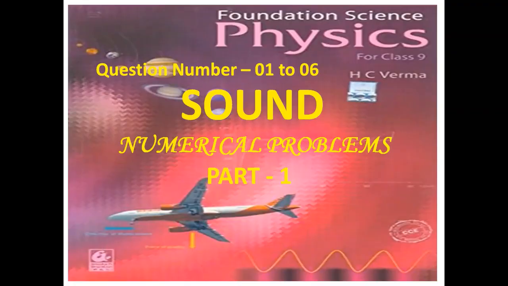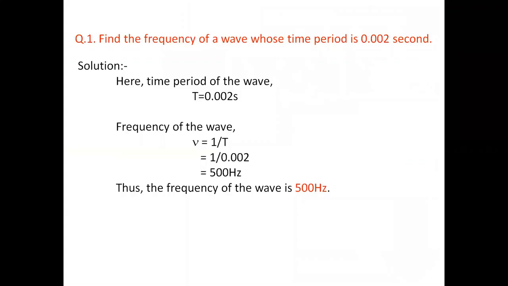This is the series of VERMA solution and we are going to solve numerical problems of the last chapter of class 9 physics, that is sound. And in this video, we are going to deal with question number 1 to 6. Question number 1. Find the frequency of a wave whose time period is 0.002 seconds.